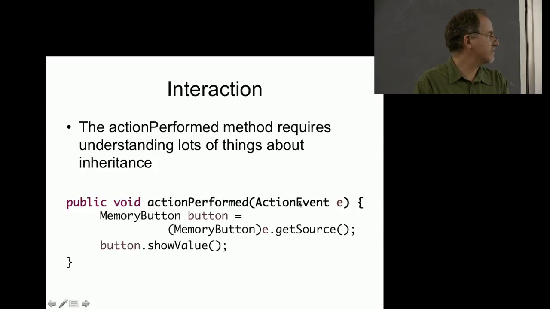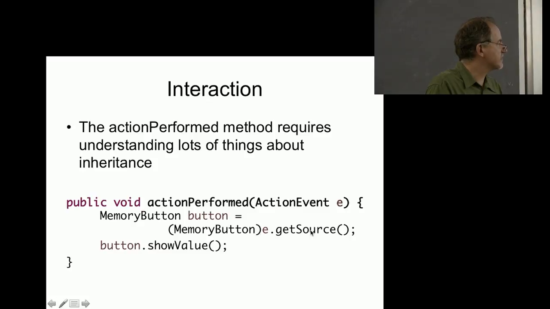That event gets sent through this parameter here, and we have to decipher it in order to figure out what's going on with it, right? So the key here is that we can get the source, in other words, the component that generated the event, through this call, but it comes out as a superclass, as a container class. And a container class by itself doesn't know how to do things. For example, if I said container button equals e.getSource without this stuff here, I would not be able to call a show value on it because containers don't have a show value method, right?